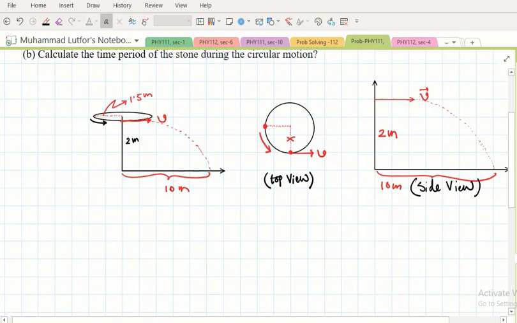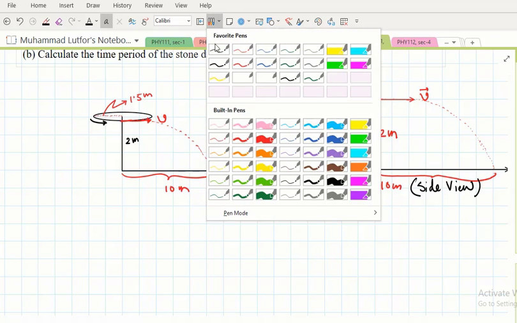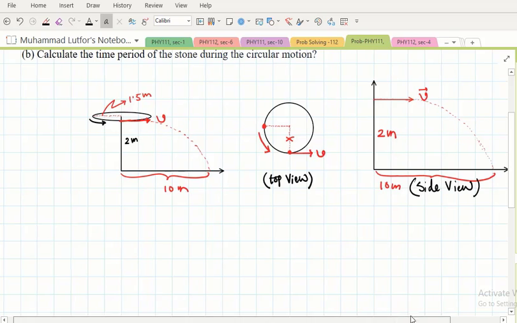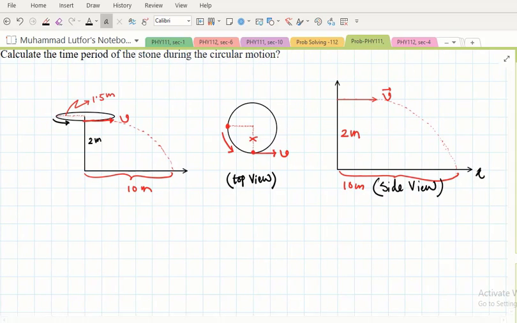I drew the top view of this scenario, showing the point where the string breaks, and this is the side view, where the stone will travel in the horizontal direction. I also label this as my y-axis over here.